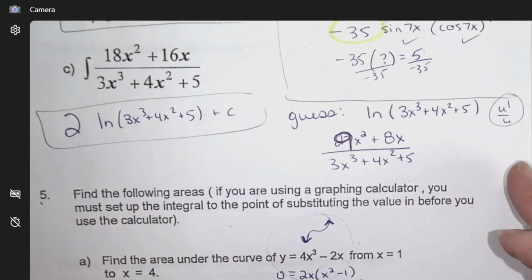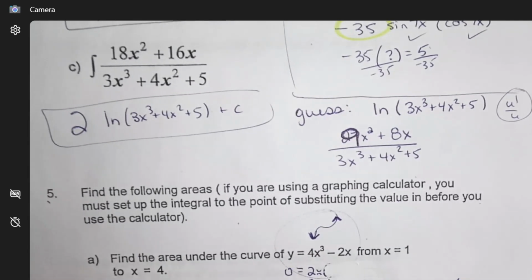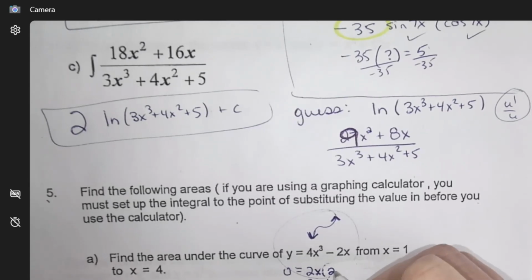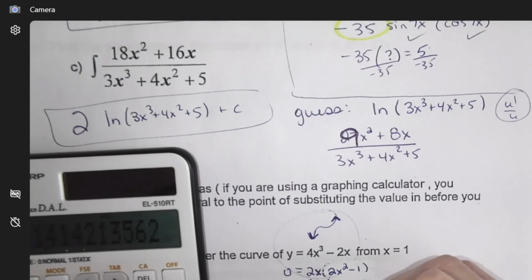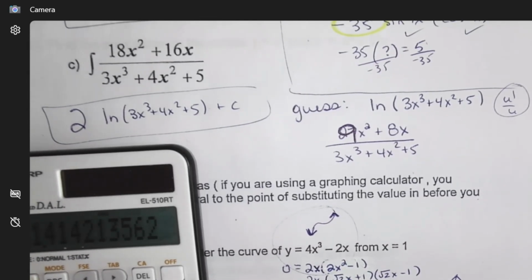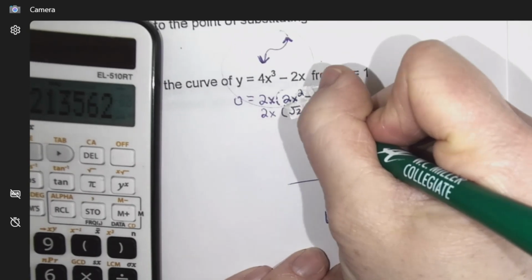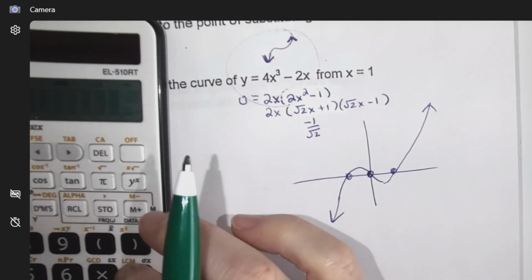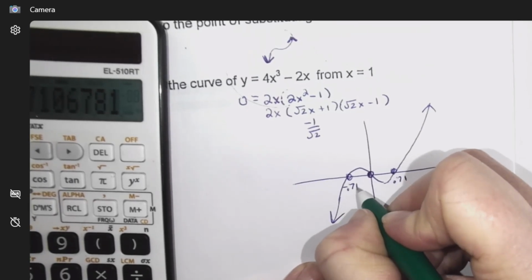Okay, 4 divided by 2x. 2 squared. What is the square root of 2? Just look it up. So this would be at like 0.71, negative 0.71, and a 0.